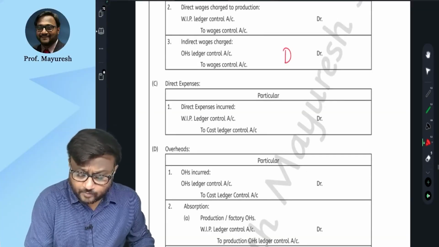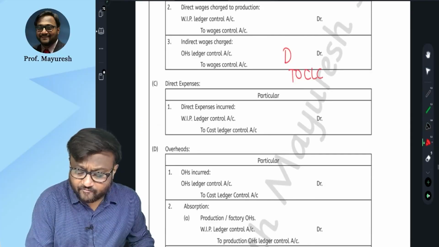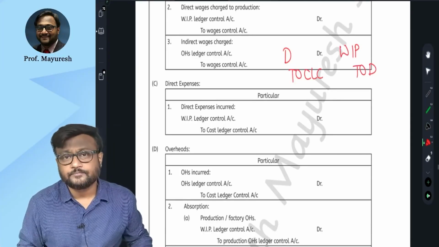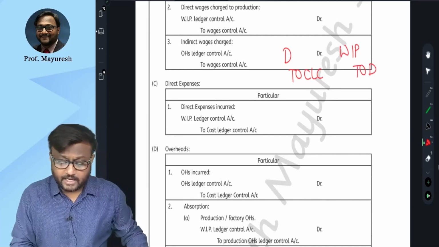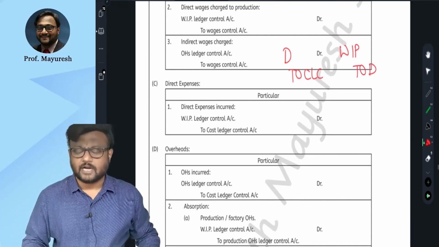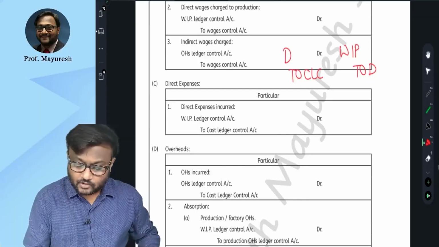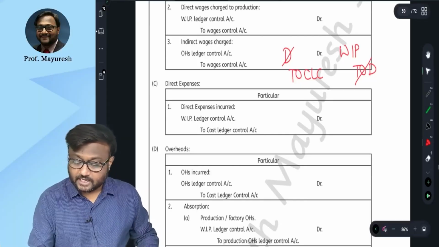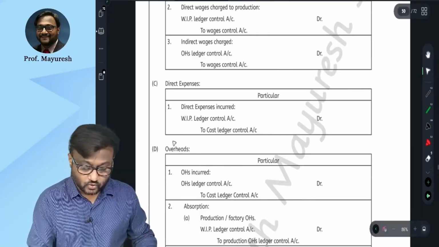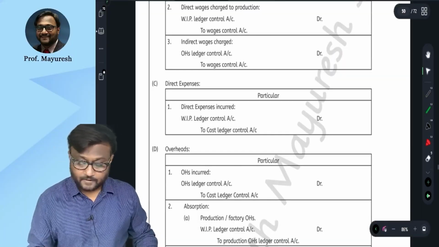तो डायरेक्ट एक्सपेंस टू CLC इज द एंट्री फॉर पेमेंट and WIP to direct expense is the entry for transferring it to the cost structure. So in the process, direct expense will get cancelled and we will be left with WIP to stores. I hope this entry is understood.